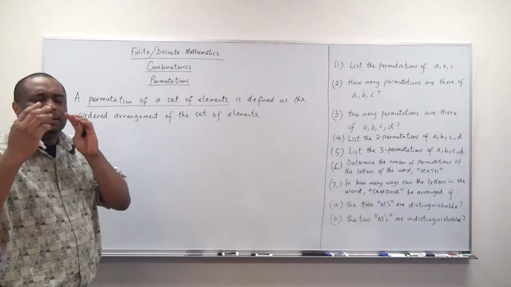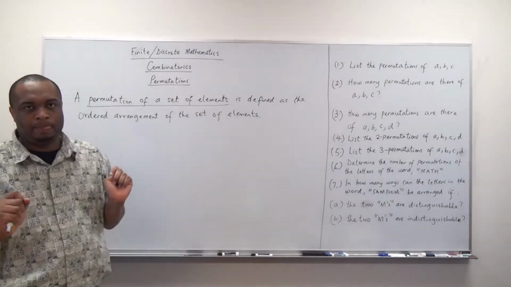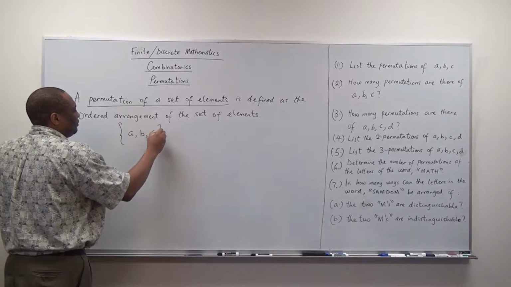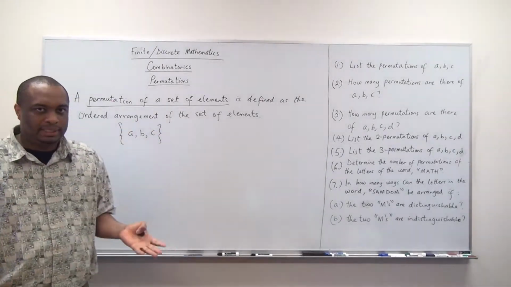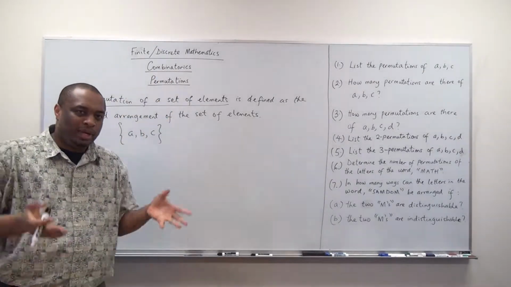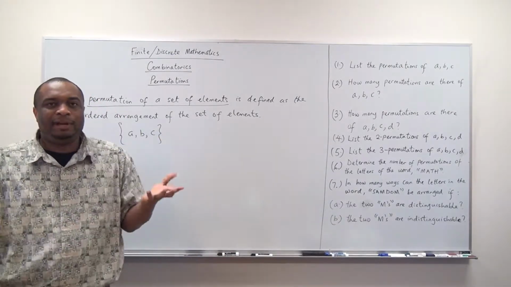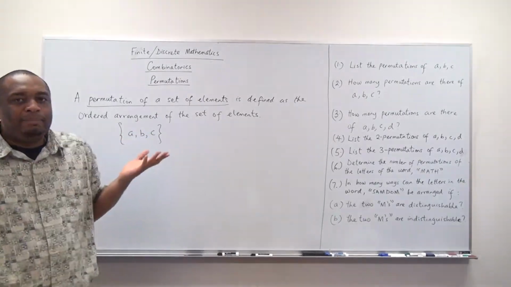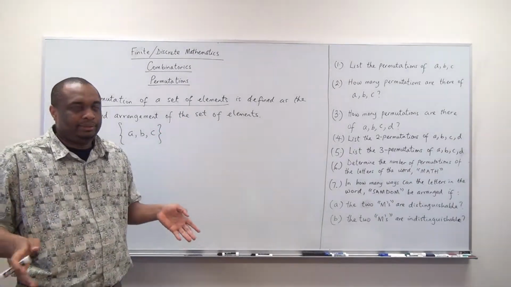So let's take, for example, the elements A, B, C. Let's say we have a set of elements A, B, C, right? And we want to arrange the elements of this set. Now, we want to consider the different ways by which we can arrange this element. What are the different ways to arrange this element? Which means, what are the different permutations of this element? How many ways can we arrange it?